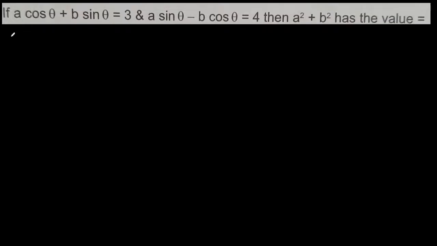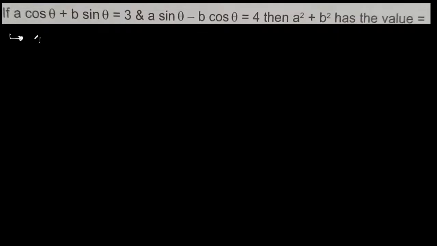We have this question: A cos theta plus B sin theta. What can we do? If we square and add, A square cos square, B square, 2AB.